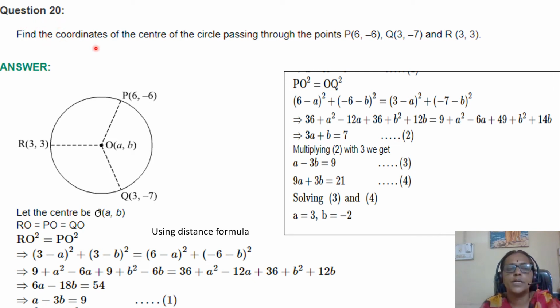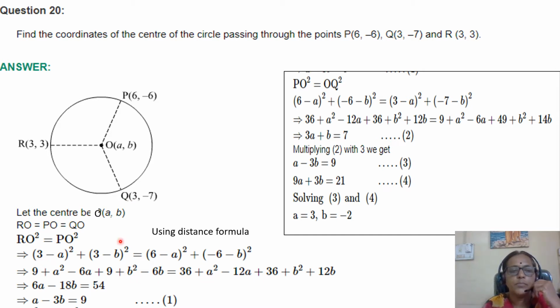Question number 20. Find the coordinates of the center of the circle passing through points P, Q, R. P has coordinates (6, -6), R has coordinates (3, 3), and point Q is (3, -7). Let O be the center of the circle with coordinates (a, b). So OR is equal to OP is equal to OQ, radii of the same circle.